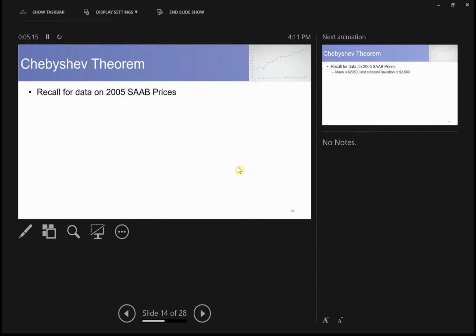Okay. So remember that on that SOB data, we looked at the prices for SOBs. We saw that X bar was equal to 29,500. This was the average price of a 2005 SOB, and the standard deviation was $3,500. If it's okay, can I just write this in units of thousands of dollars? So I'm going to write this as 29.5, in units of thousands of dollars, and this is 3.5K. I'm going to use Chebyshev's Theorem now.